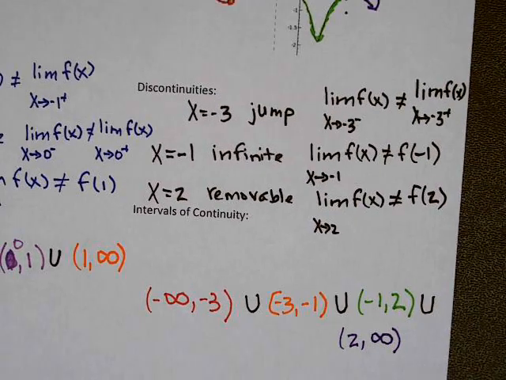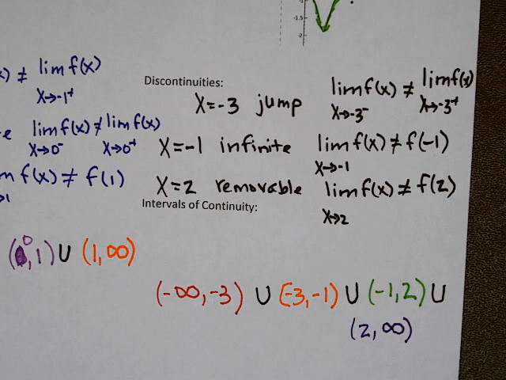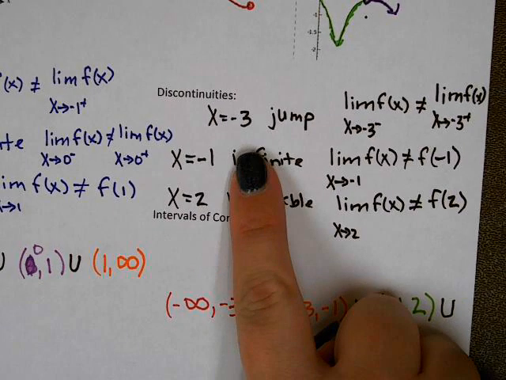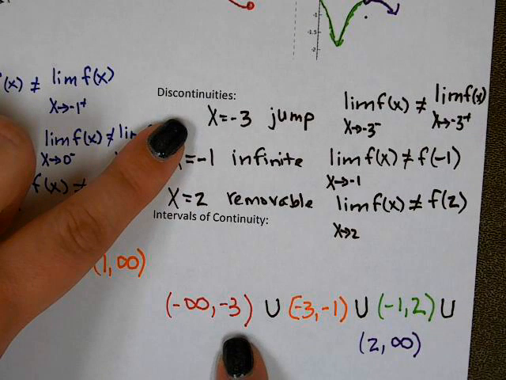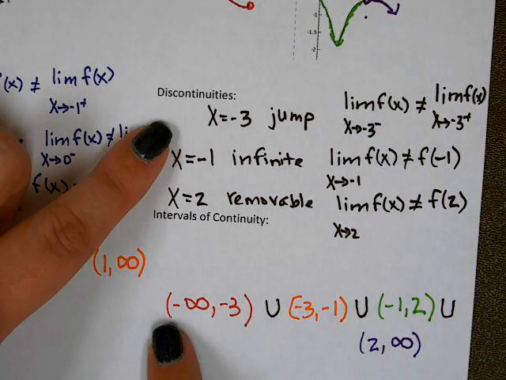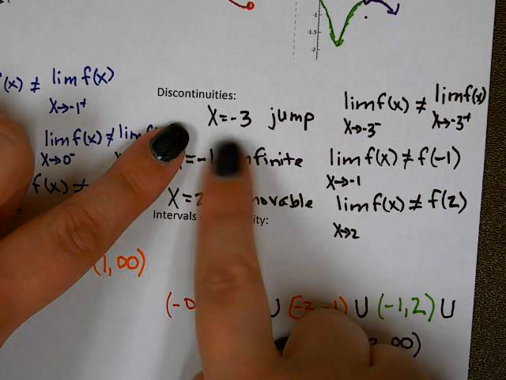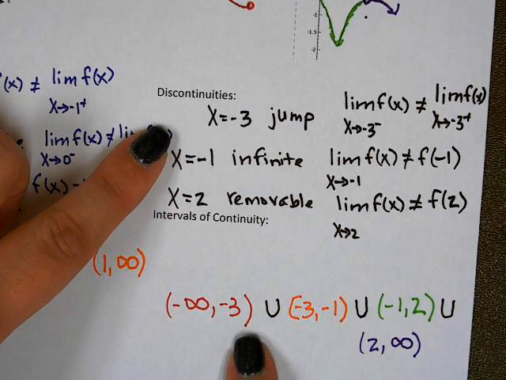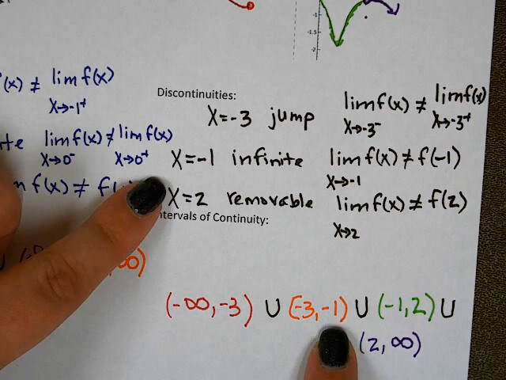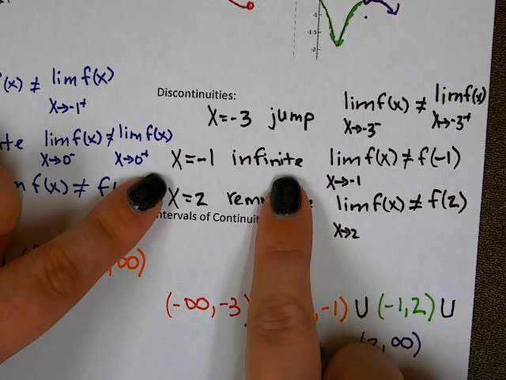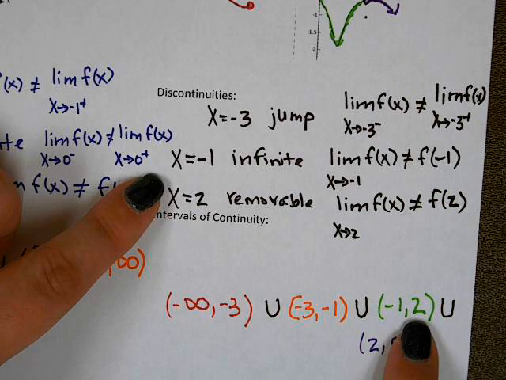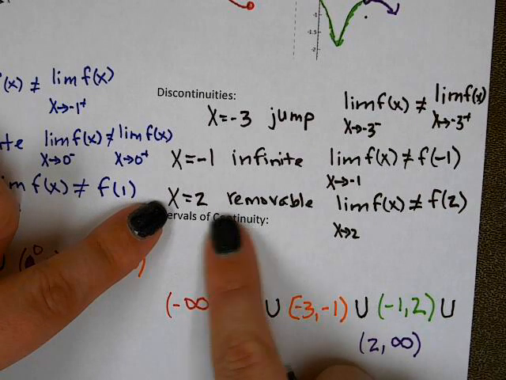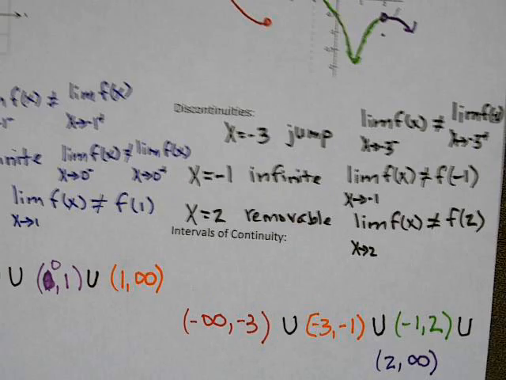So your intervals of continuity just mean, hey, where don't you have problems? And if we look, any place that we named a discontinuity, that's where we have a break in our intervals of continuity. That would make sense, right? We're continuous from -8 to -3. Oh, at -3, there's a jump. Then we're continuous from -3 to -1. Oh, at -1, there's an infinite discontinuity. And then we're good from -1 to 2. Oh, well, at 2, there's a removable discontinuity. So they're definitely connected to each other.